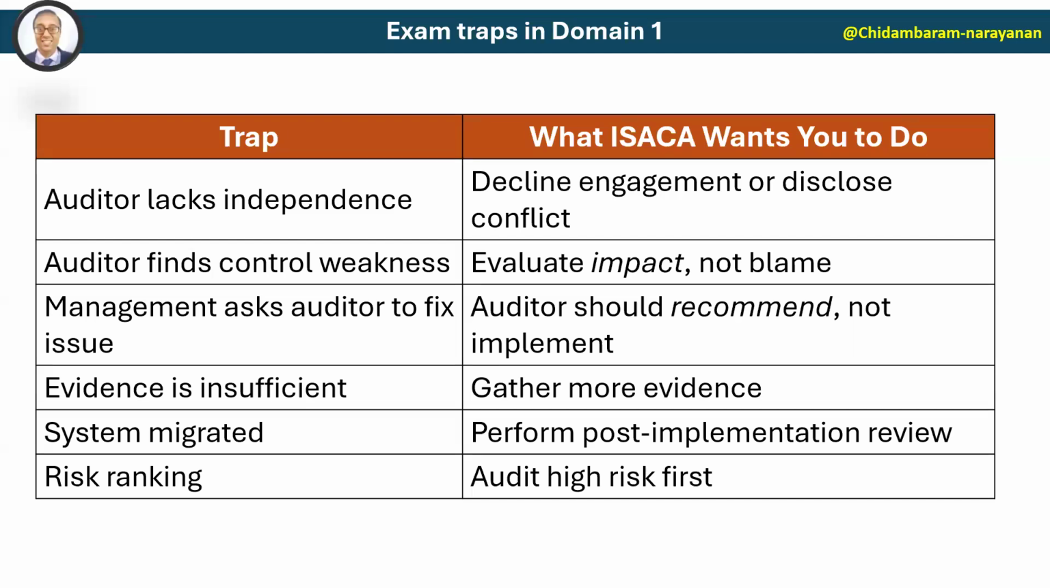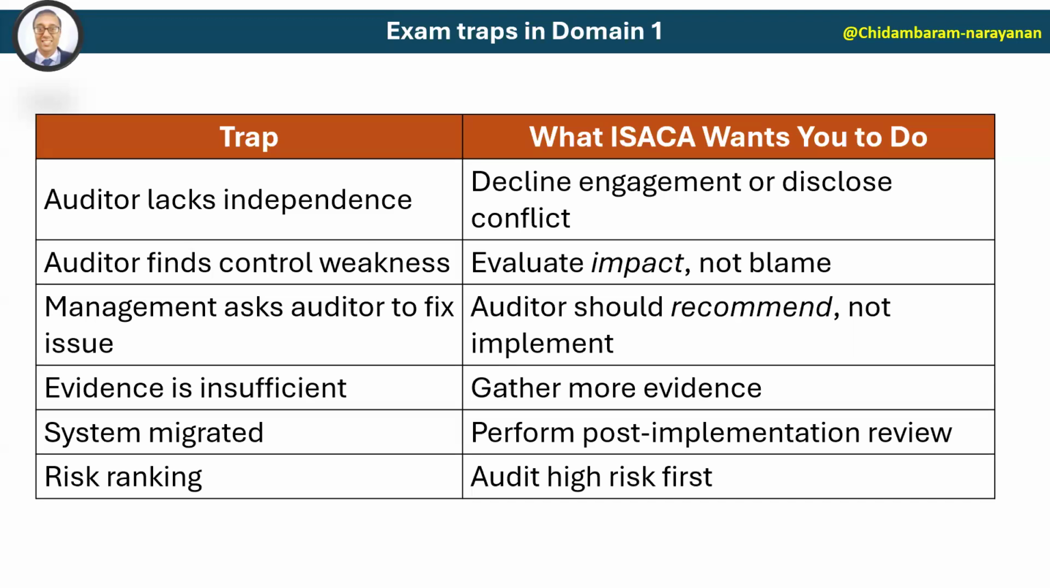If an action is happening immediately, typically it will be wrong. Management is asking the auditor to fix an issue. Again, as I told you, the auditor will never fix an issue. He will always recommend, but he will not implement. Evidence being inefficient or insufficient: you should gather more evidence rather than remove it completely.